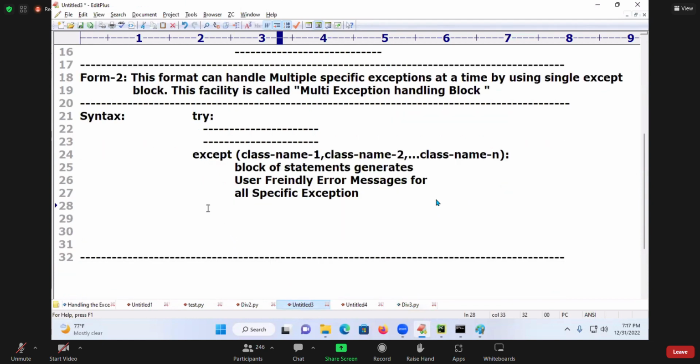Understand? This is known as which facility? Online students, did you catch my points? Did you catch my points? This is one, writing in the same place.